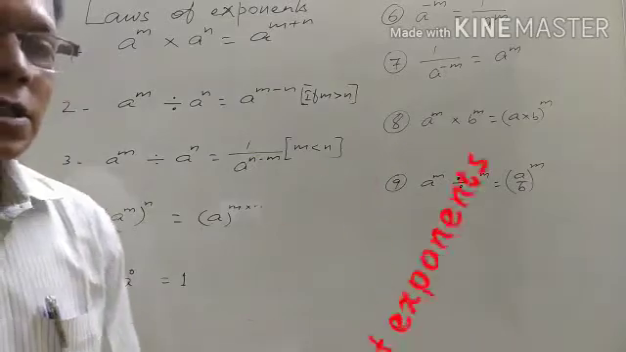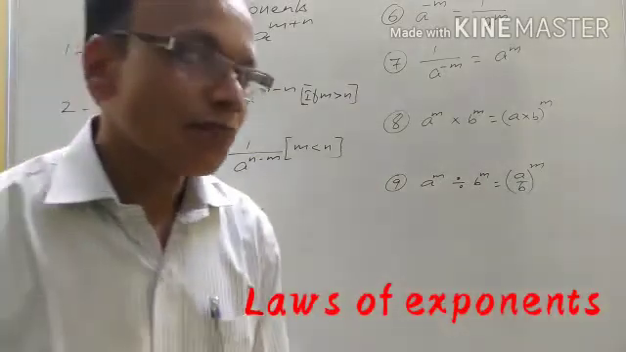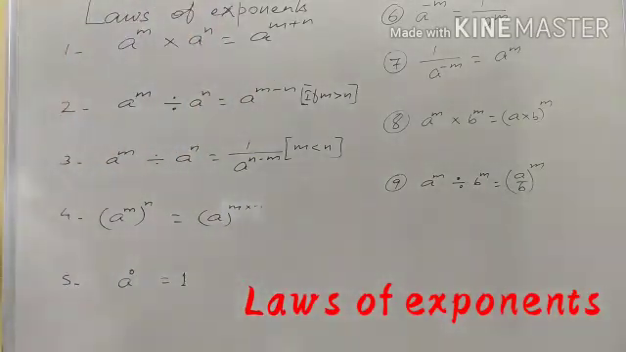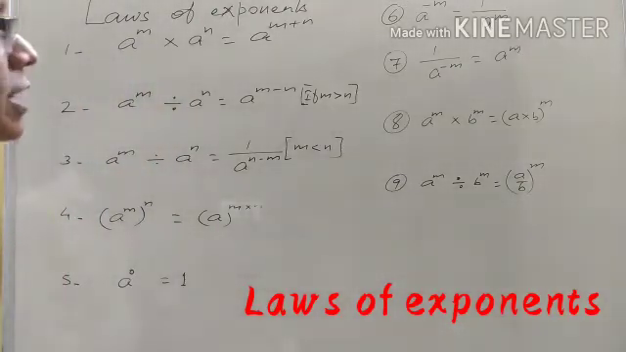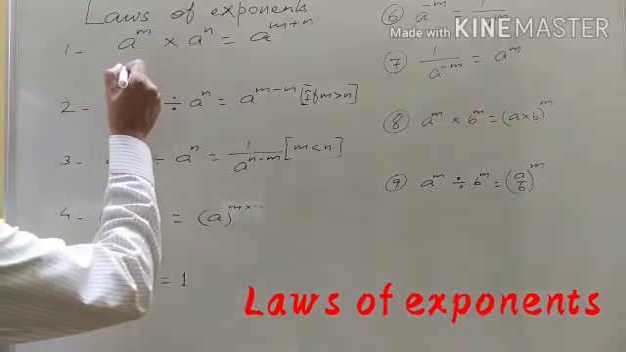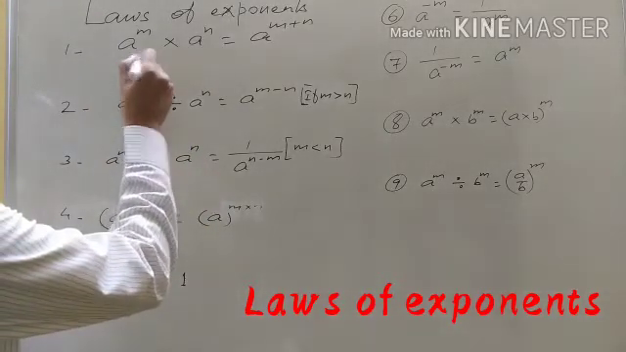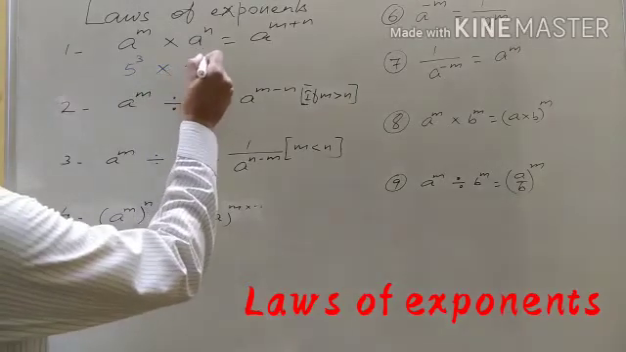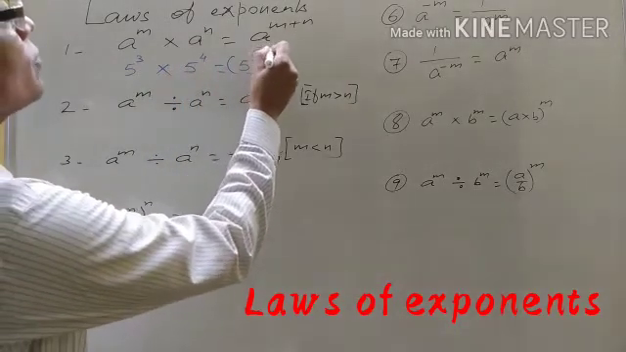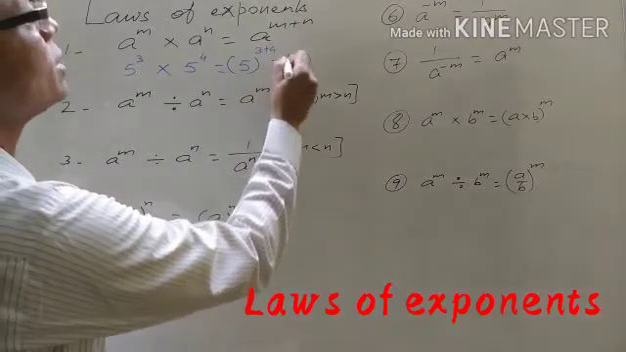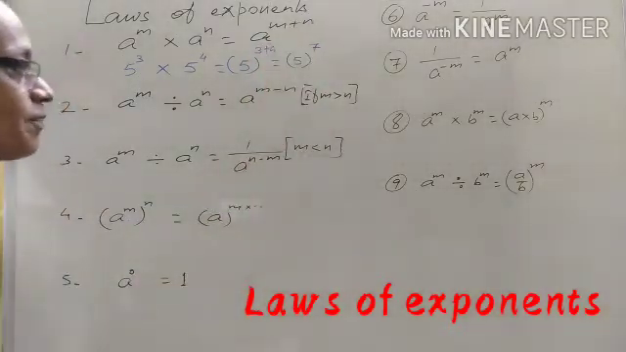Now today we will discuss the laws of exponents. The first one is a to the power m into a to the power n, which equals a to the power m plus n. For example, if we consider 5 to the power 3 into 5 to the power 4, it becomes 5 to the power 3 plus 4, so it is 5 to the power 7.